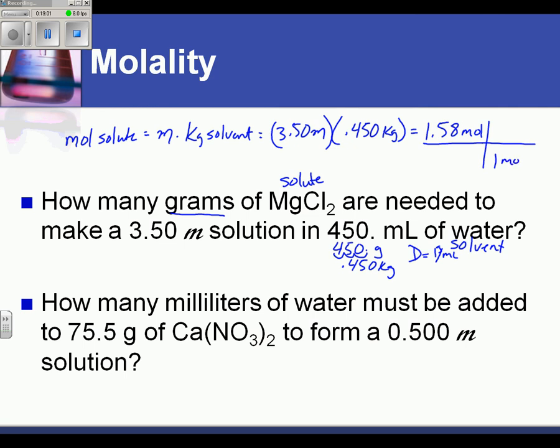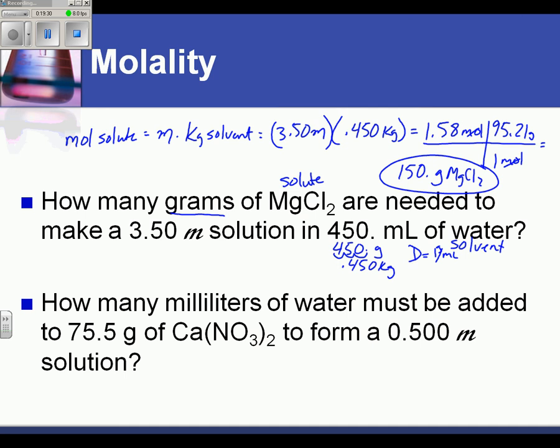In 1 mole of magnesium chloride, there are 24.31 plus, and I get 95.21 grams. And I get 150 grams of magnesium chloride need to be dissolved.